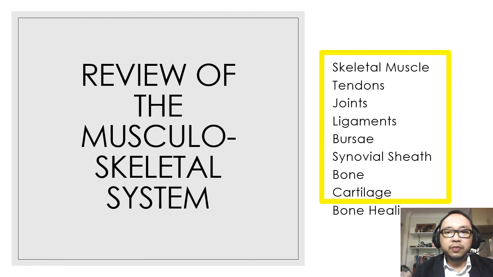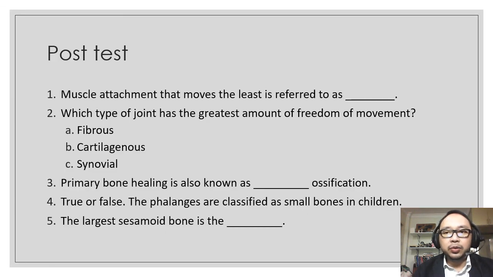So that's for the first lecture. We discussed skeletal muscle, tendons, joints, ligaments, bursa, synovial sheath, bone, and cartilage. So please answer the post test. Okay, thank you.